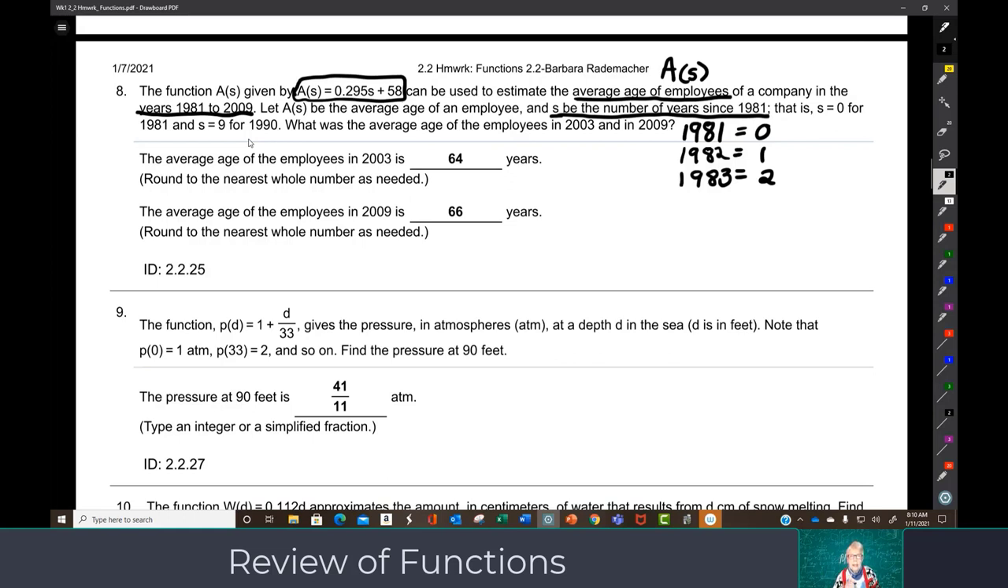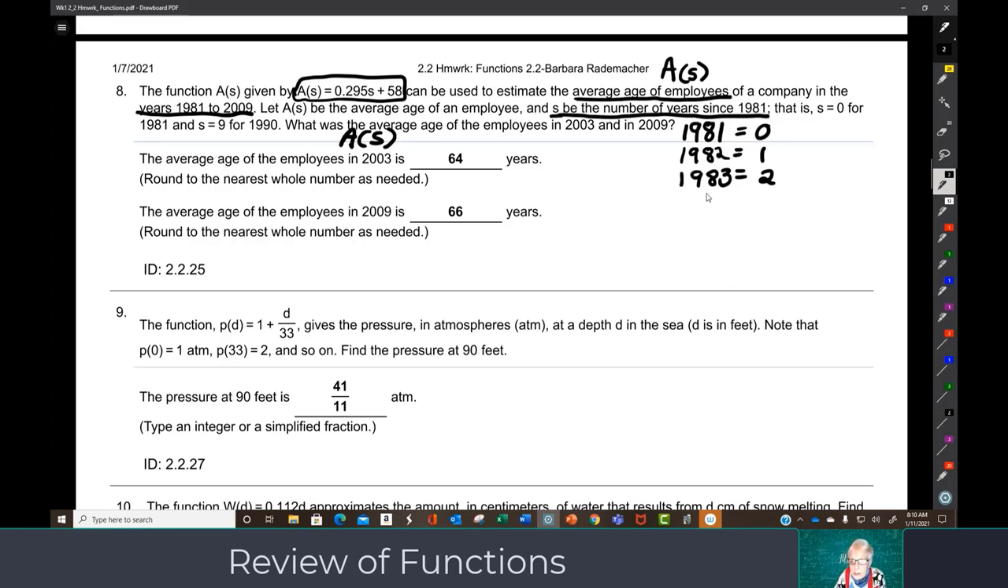Now, what we're being asked is, what was the average age of employees in 2003 and in 2009? Well, that means, what is A of S? What is A of S? Because that's what the average age of employees is. What was A of S in year 2003 and year 2009? Well, I have to find out what 2003 equals.